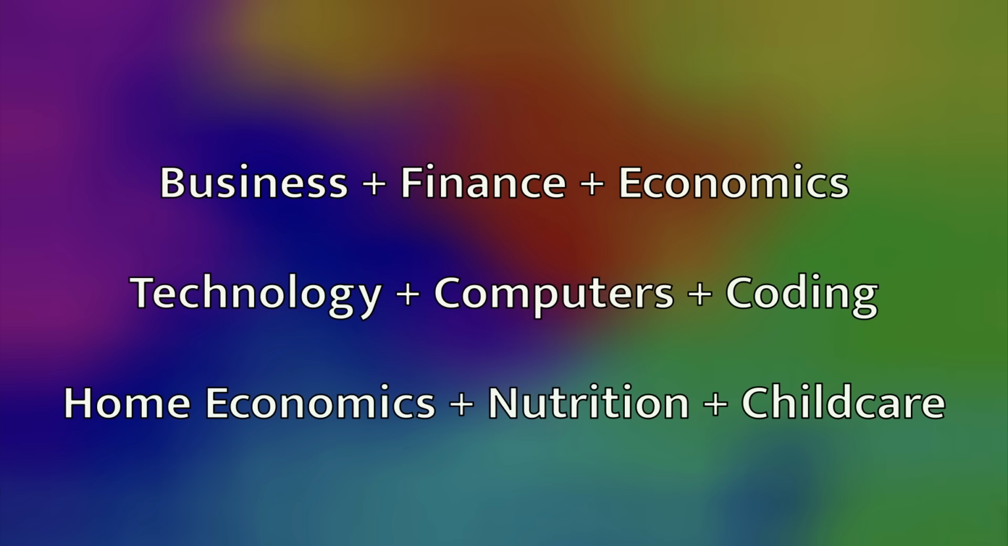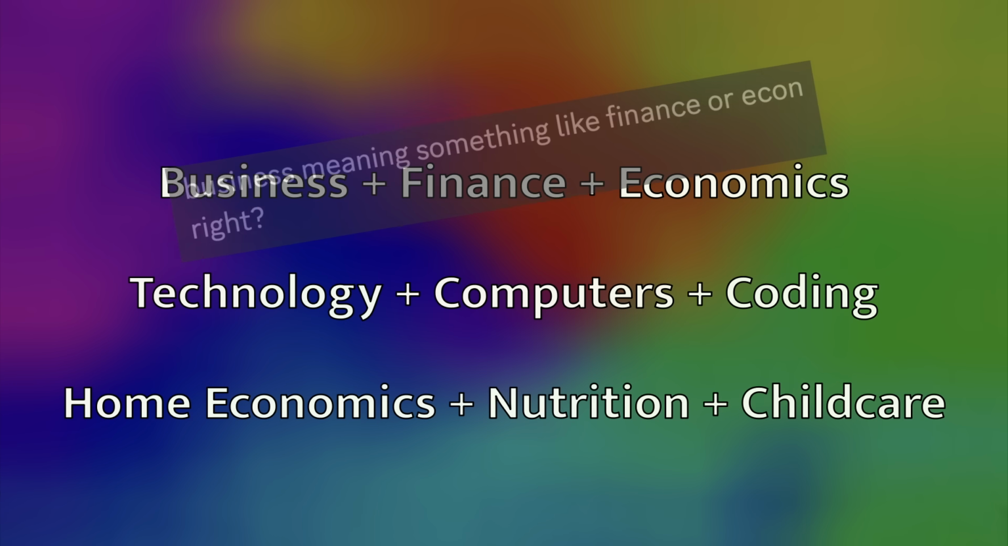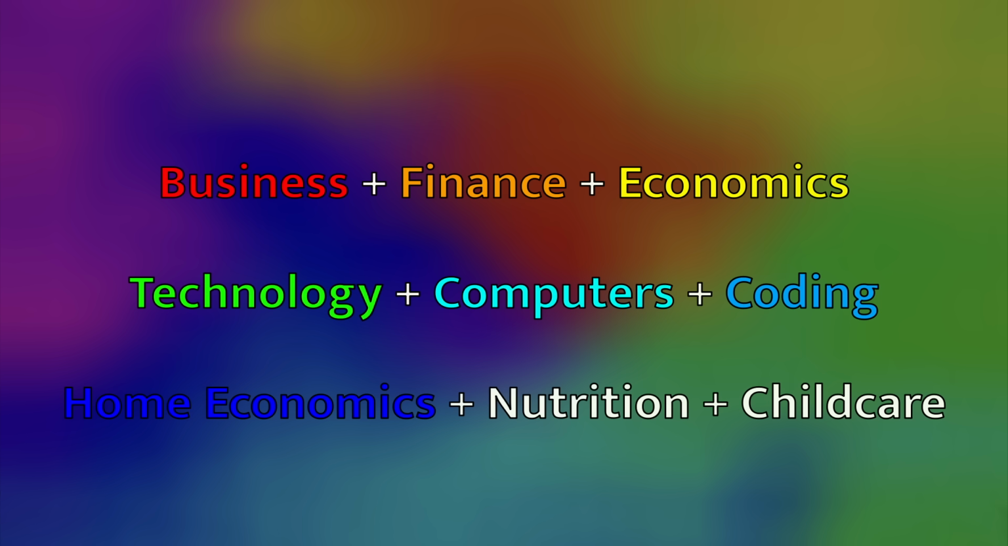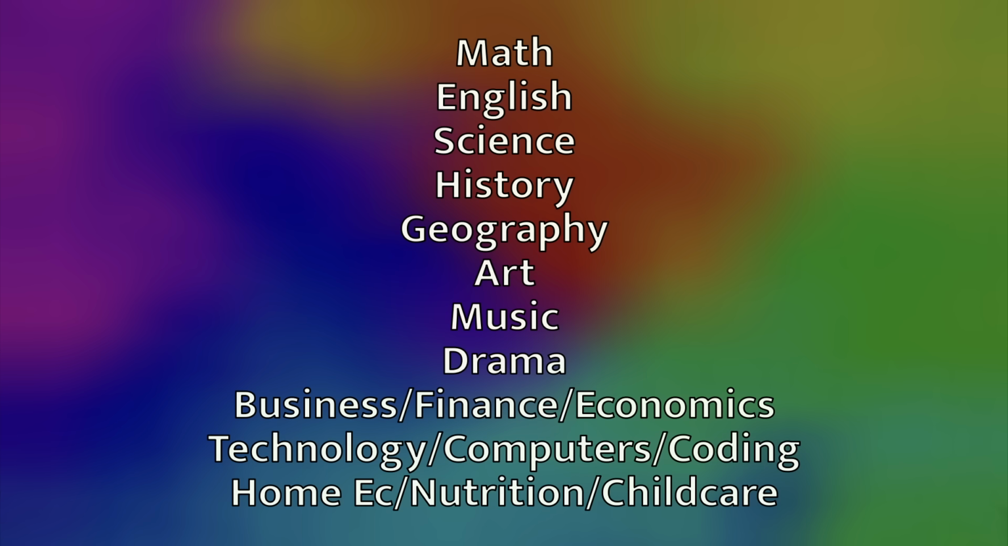With that out of the way, in 3 cases I also combined different subjects into one color selection, with the help of a couple of friends' input, since different high schools have different names for these subjects, despite being generally pretty similar. We have business, finance and economics, technology, computers and coding, and home ec, nutrition and childcare. That brings us up to a total of 12 subjects for this poll, which I figured is a pretty solid number.